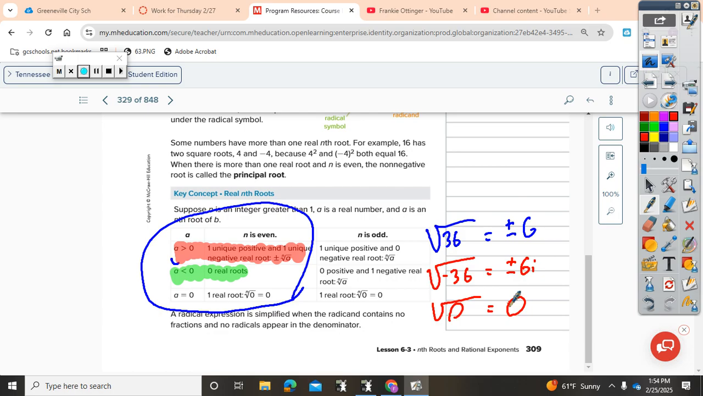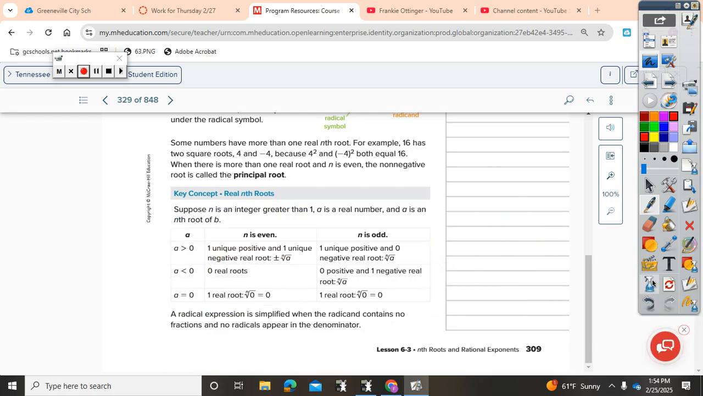Now, something a little different is if the n is odd, and we'll just do cube root, okay? When you cube root, there is only 1 real answer. Like the cube root of 8 is this scenario right here. Is just 2. So why do you not get 2 answers? It's a good question. But if we go back to square root, the square root of 36, we can get that by doing 6 times 6. We can get it by doing negative 6 times negative 6. That's how we get 2 answers. The cube root of 8 is 2 times 2 times 2, which is 8.